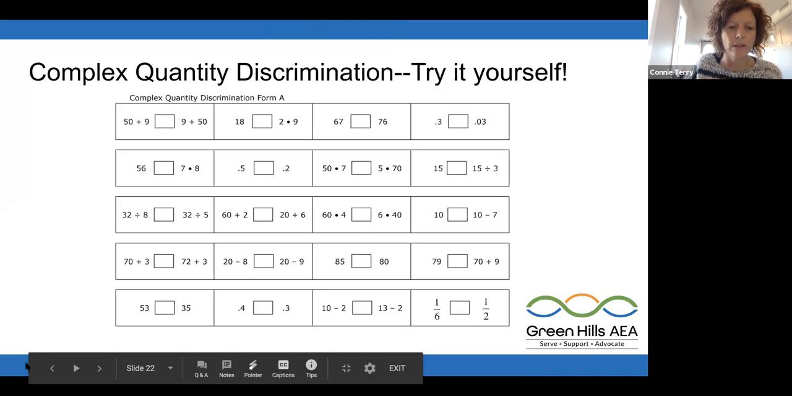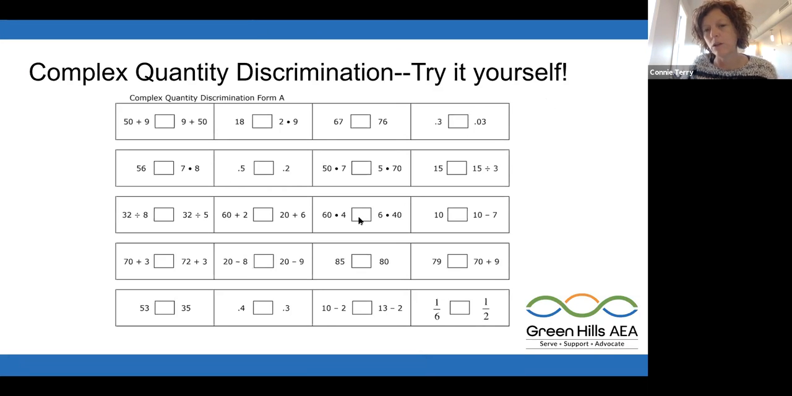One other thing just to note, it certainly does do whole number work and all 4 operations, but you should notice it has decimal work and fraction work as well.